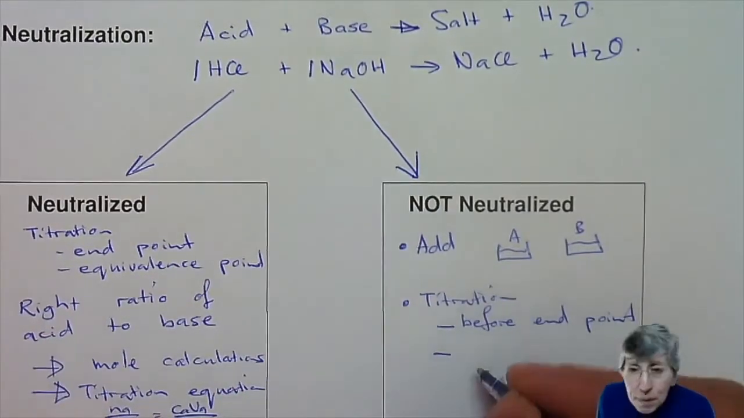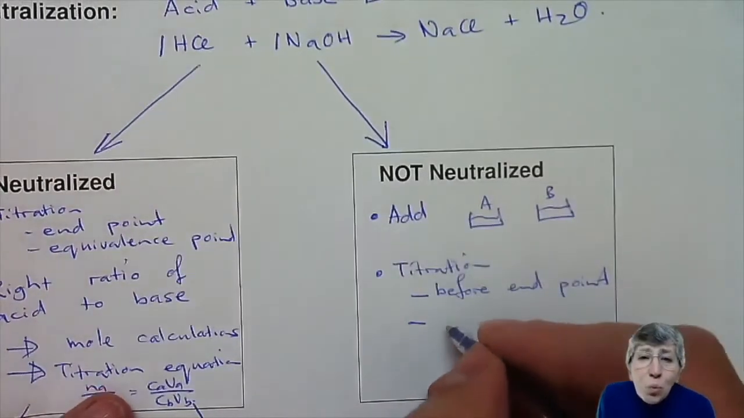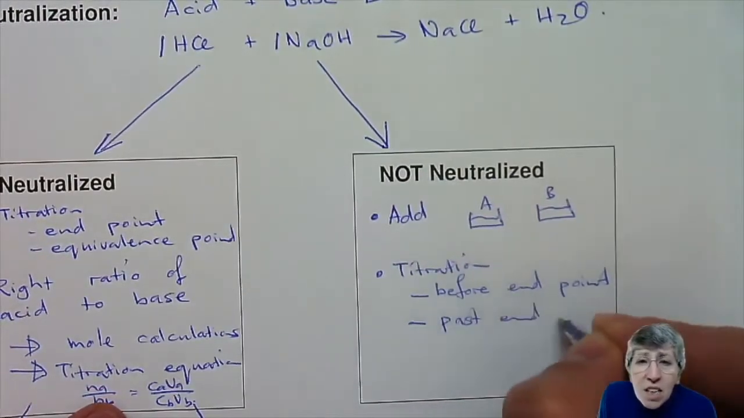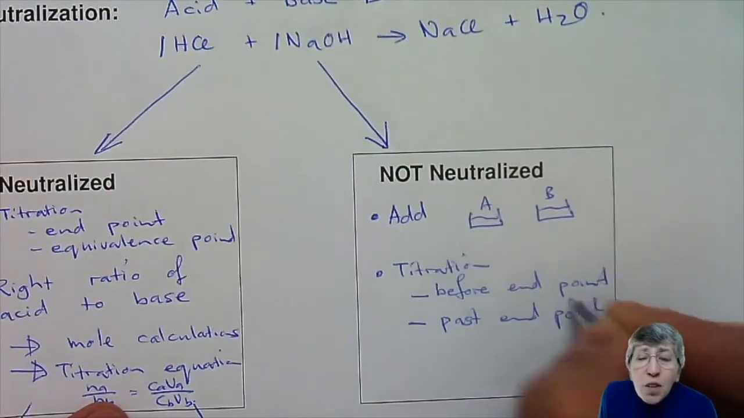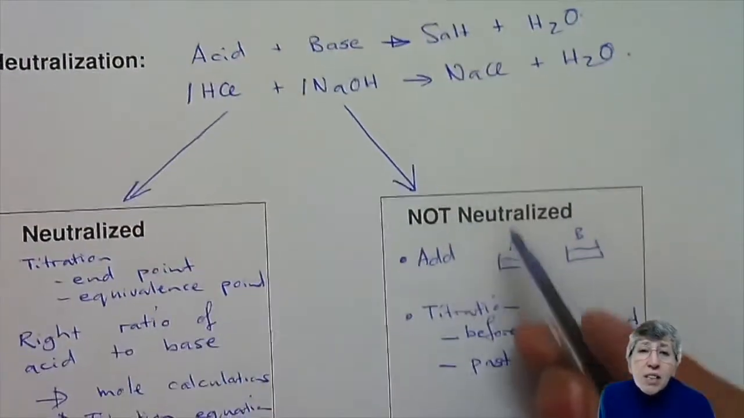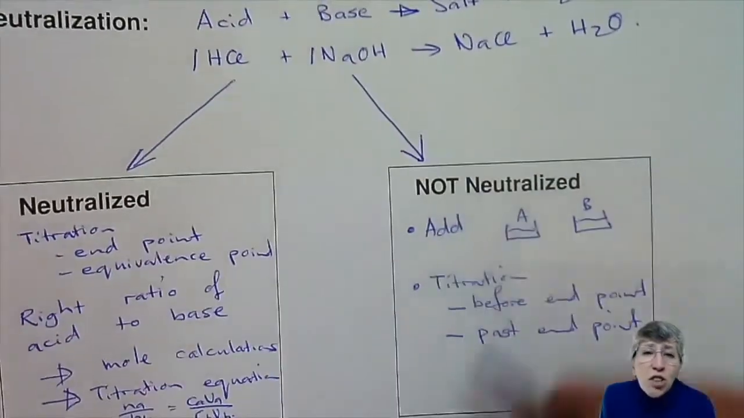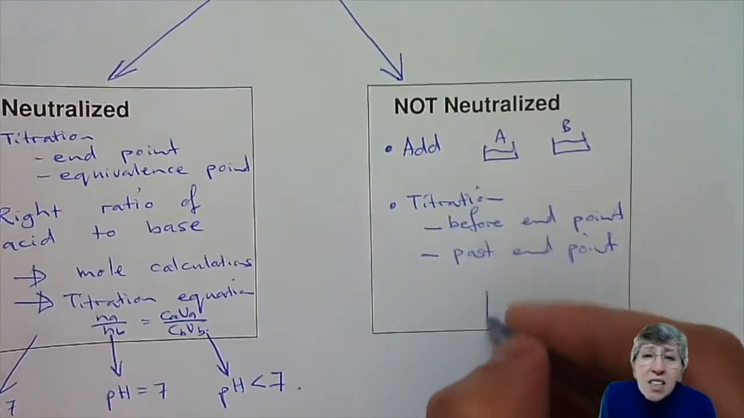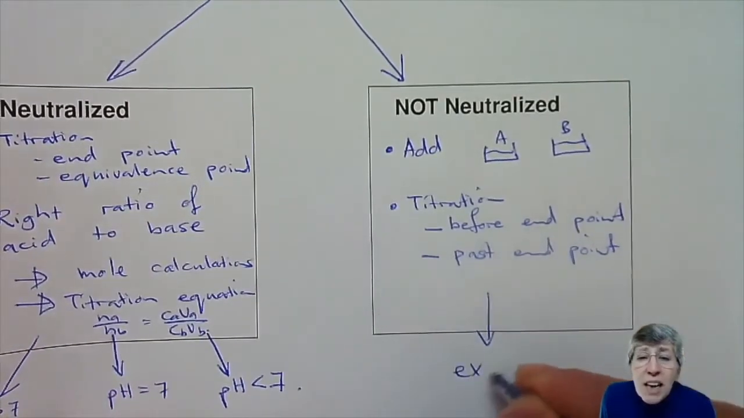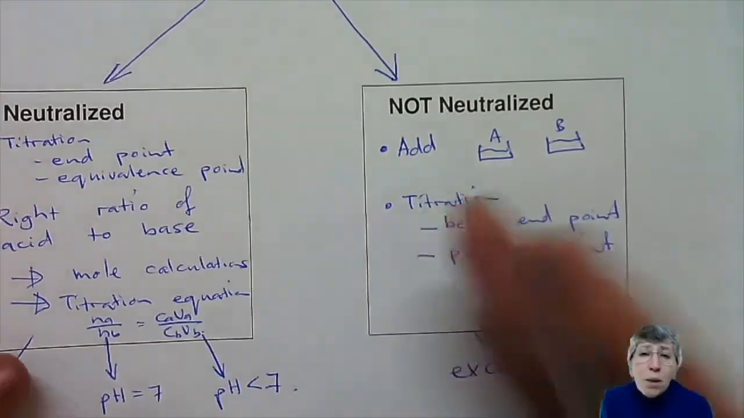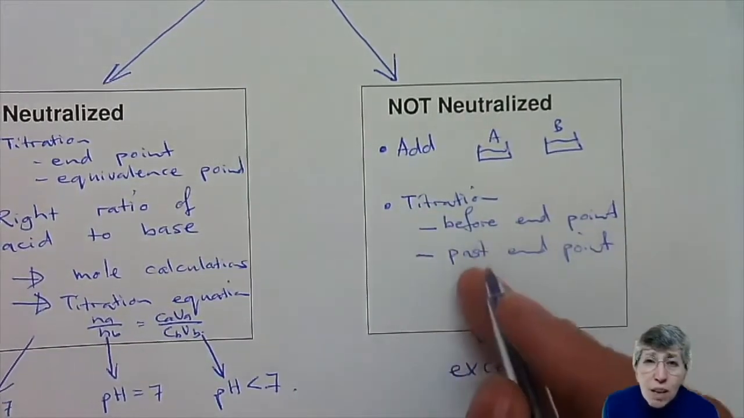Or what happens sometimes, if you have learners who are working too fast, they can go past the end point. And then also you will not have the right ratio, right? So all of these not neutralized don't have the right ratio. So immediately some of that is going to be in excess. Some of that will not be able to react because there's not enough of the other one to react with.